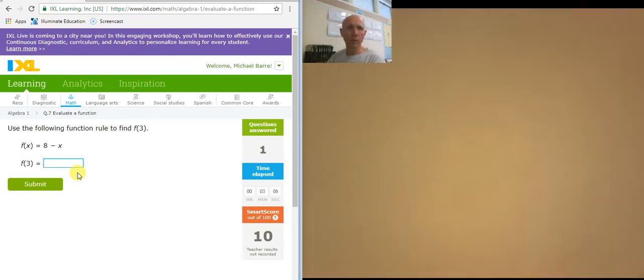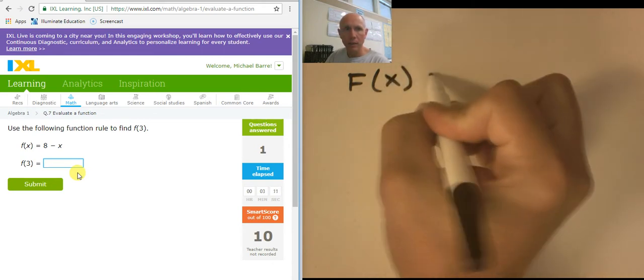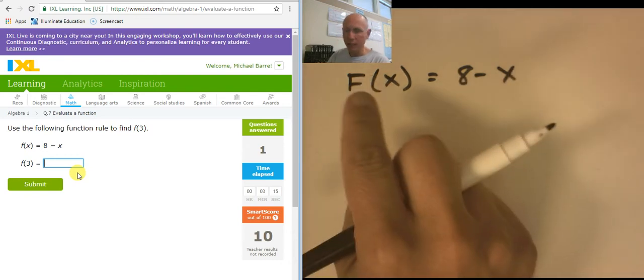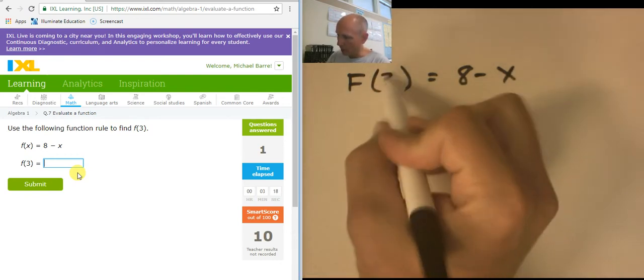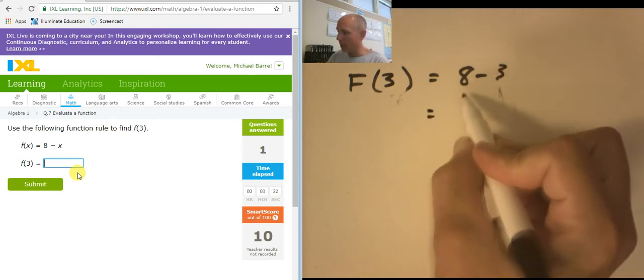Okay. So that's what I'm doing here. So now I'm going to find f of x equals 8 minus x. And I want to find f of 3, so I'm replacing the x with a 3. So it's 8 minus 3, which is 5.